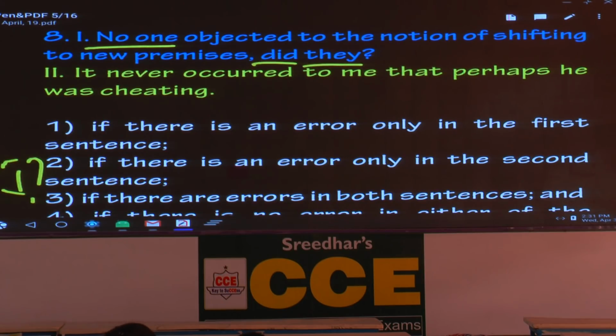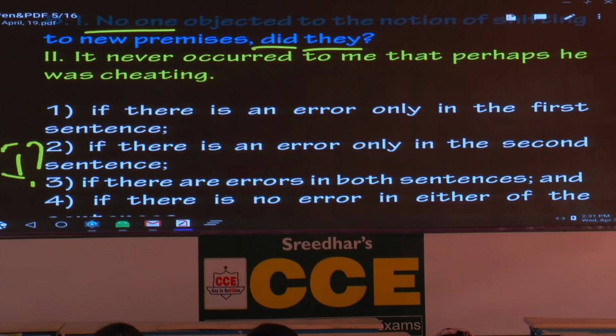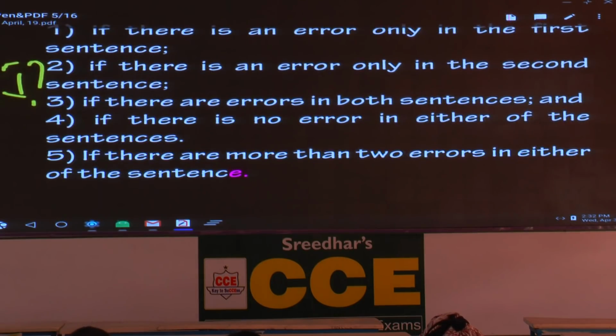So the first sentence: it never occurred to me that perhaps he was cheating. Do you find any error? Hope you guys are listening. Please respond. How many of you say no error? That's very good. There is no error in the first sentence. There is no error in the second sentence. Now based on that, what is the fourth option? If there is no error in either of the sentences, that is the answer.